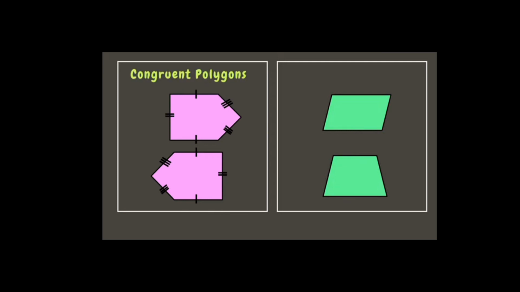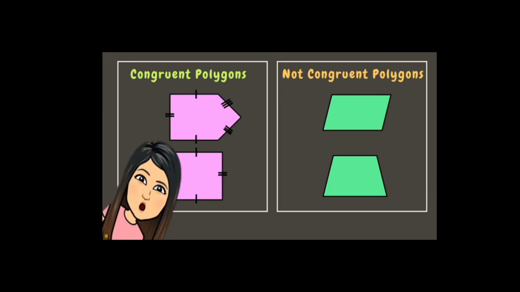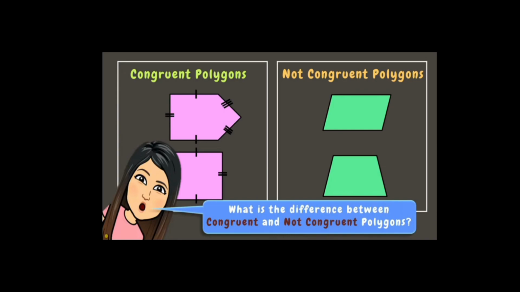Let's take a look at these two pairs of polygons. What can you observe? The first set of polygons are congruent polygons, while the second one are not congruent polygons. Now, by simply looking at these two sets, can you tell the difference between congruent and not congruent polygons? Let's find out.